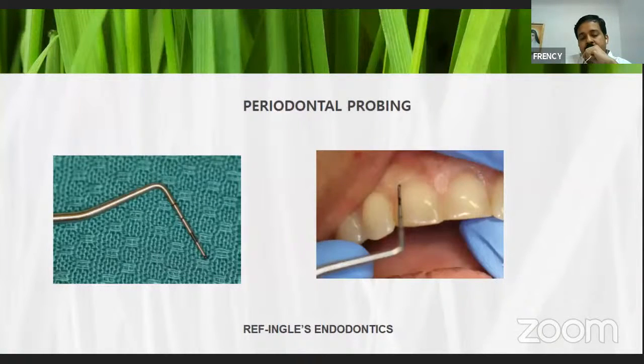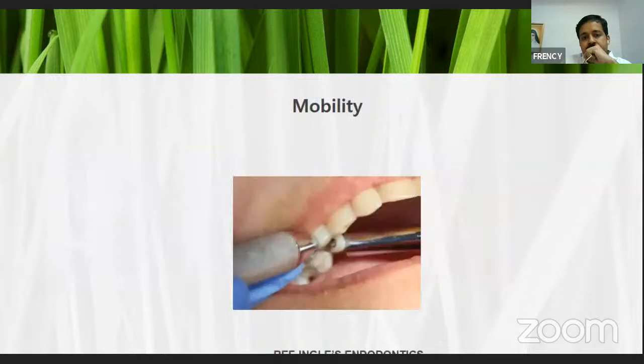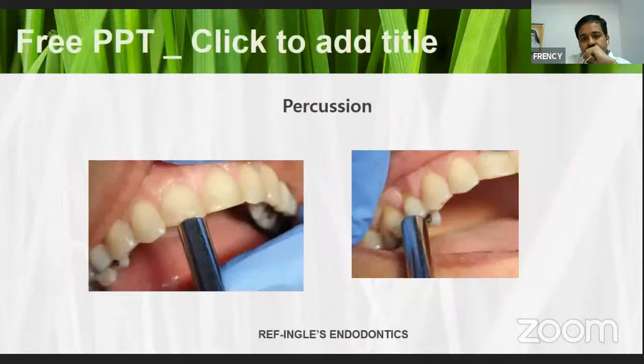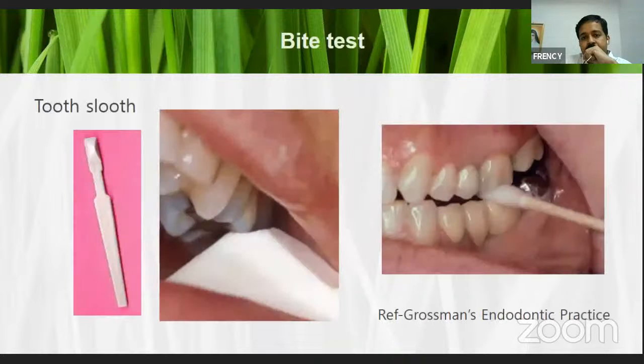Then periodontal probing is also very important, because sometimes it may be a periodontal problem, a palatogingival groove, or a vertical root fracture. Then you have to check the mobility of the tooth with two instruments. Then percussion, lateral and vertical percussion, as you all know. Then cusp to cusp percussion is also needed, because many times there are cracks, so you have to do this cusp percussion.